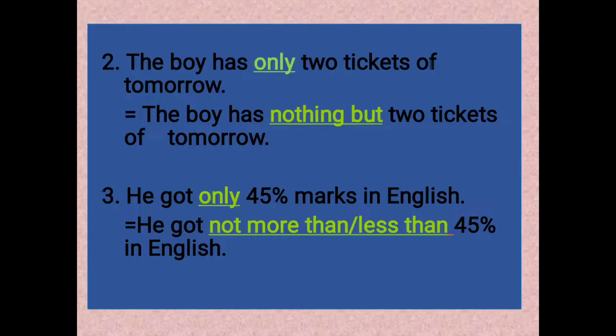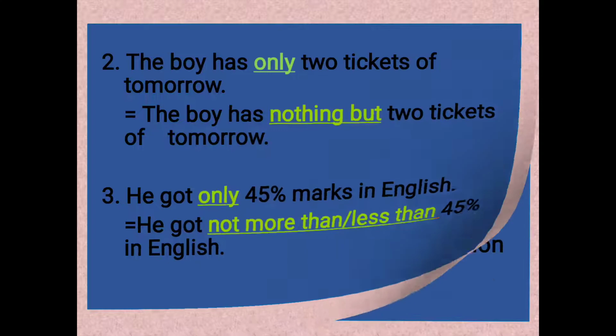The boy has only 2 tickets of tomorrow. The answer is the boy has nothing but 2 tickets of tomorrow. So the affirmative word only becomes nothing but in the given answer. He got only 45 marks in English. He got not more than or not less than 45% in English.